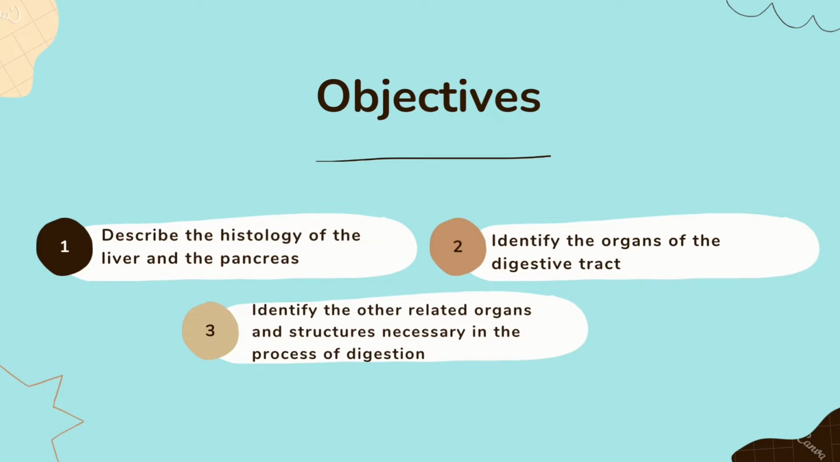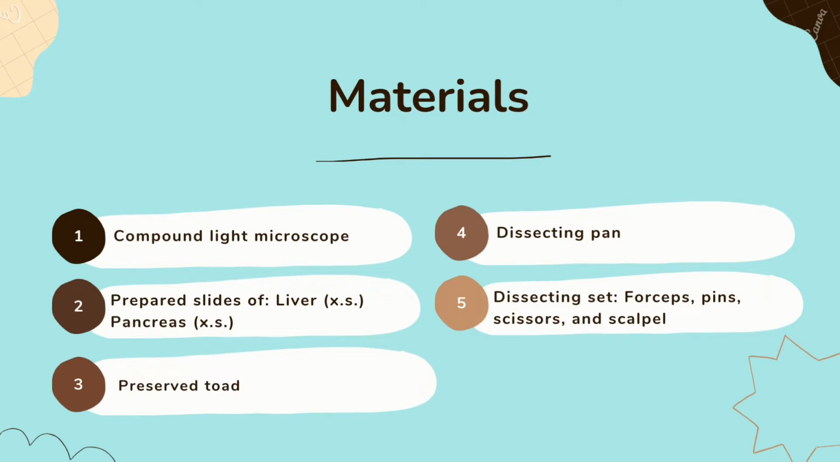First, you should be able to describe the histology of the liver and the pancreas. Second, identify the organs of the digestive tract. And lastly, identify the other related organs and structures necessary in the process of digestion. The materials needed for this exercise are a compound light microscope, a cross-section slide of a liver and a pancreas, a preserved toad, a dissecting pan, and a dissecting set including forceps, pins, scissors, and a scalpel.